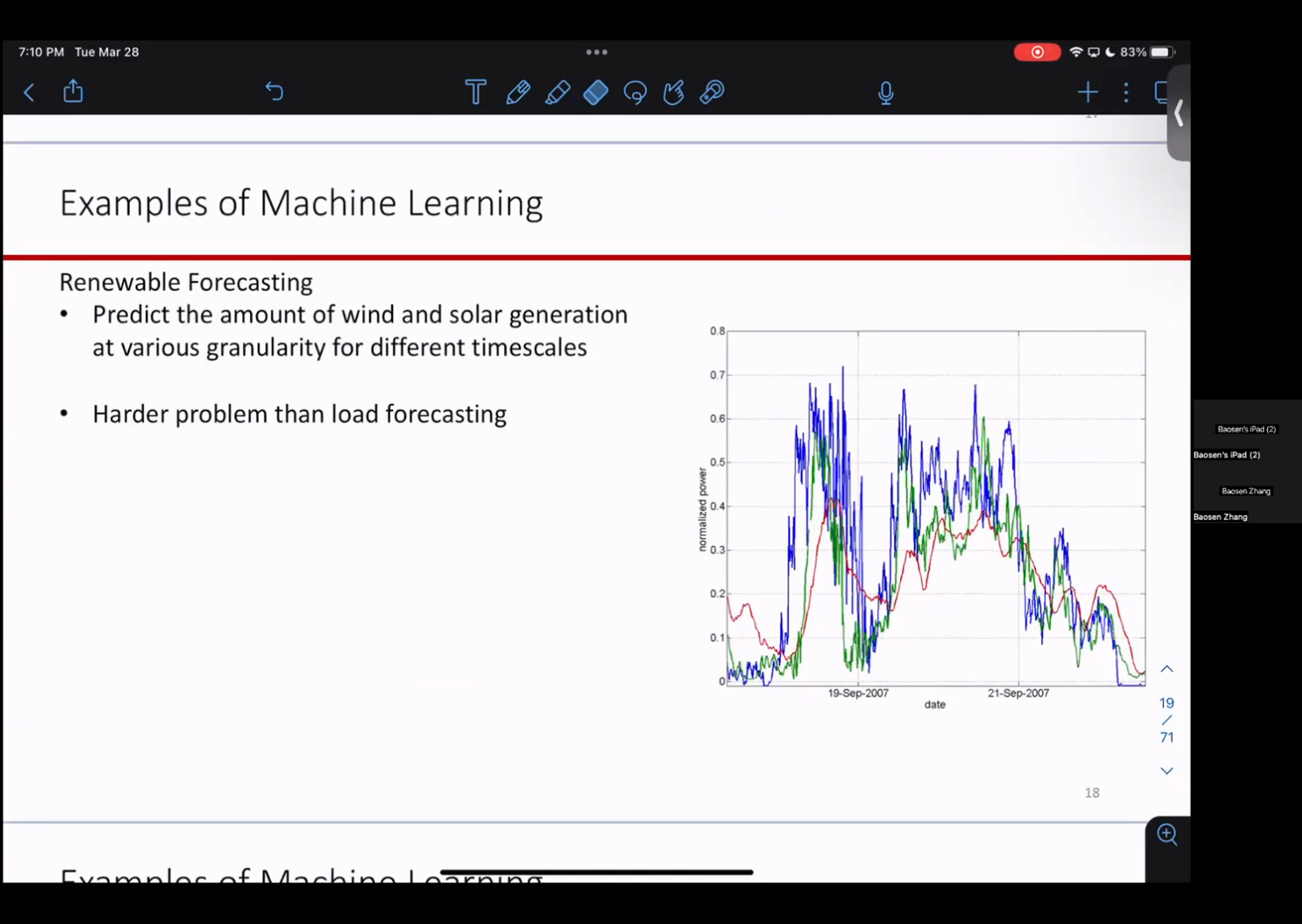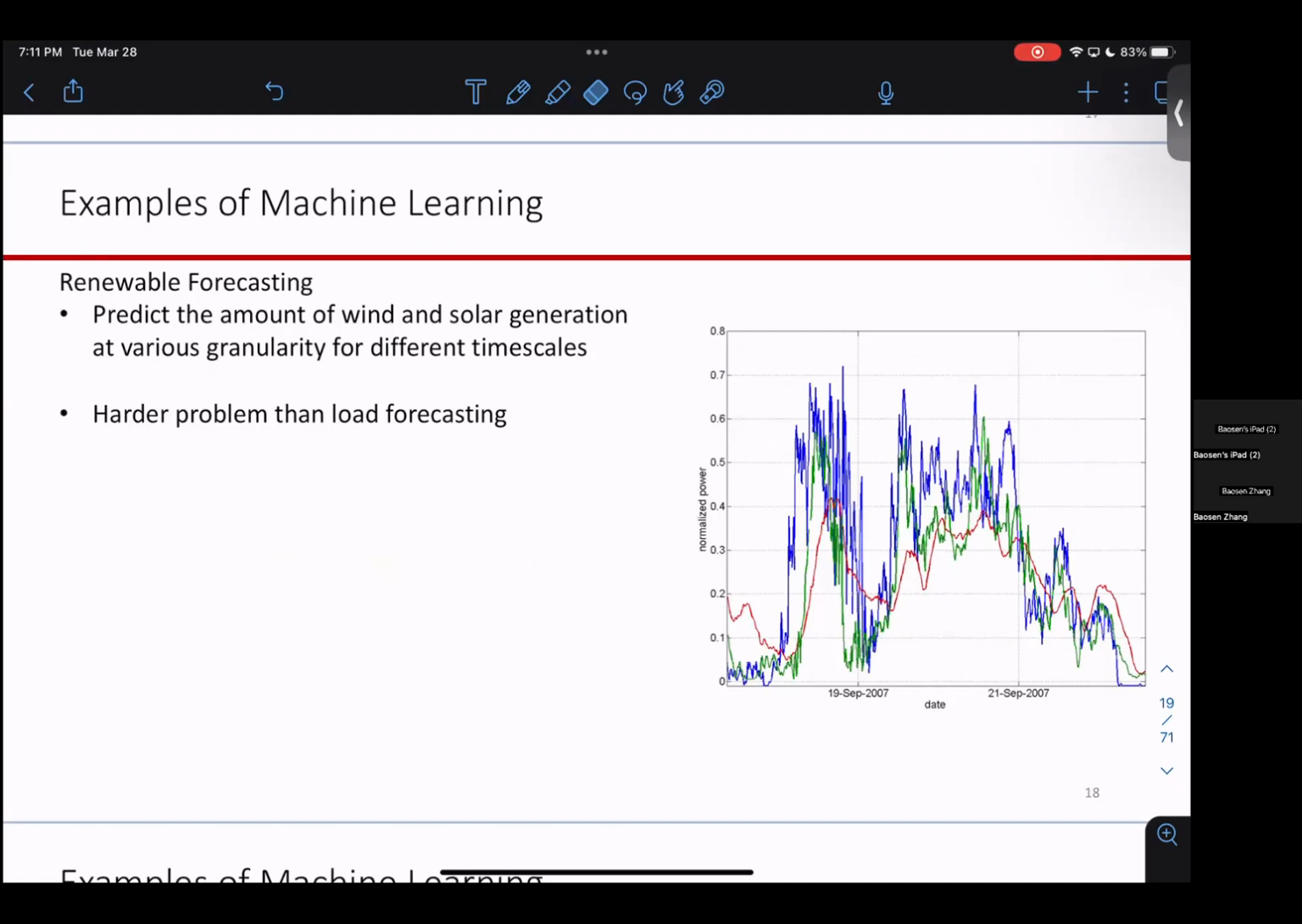So again, renewable forecasting is harder, right? So this is showing you what renewable things look like. This is, for example, wind power that is generated through a week, or a few days. So you have a lot more peaks and valleys, and one, they vary a lot faster. Two, you don't notice the patterns as much.